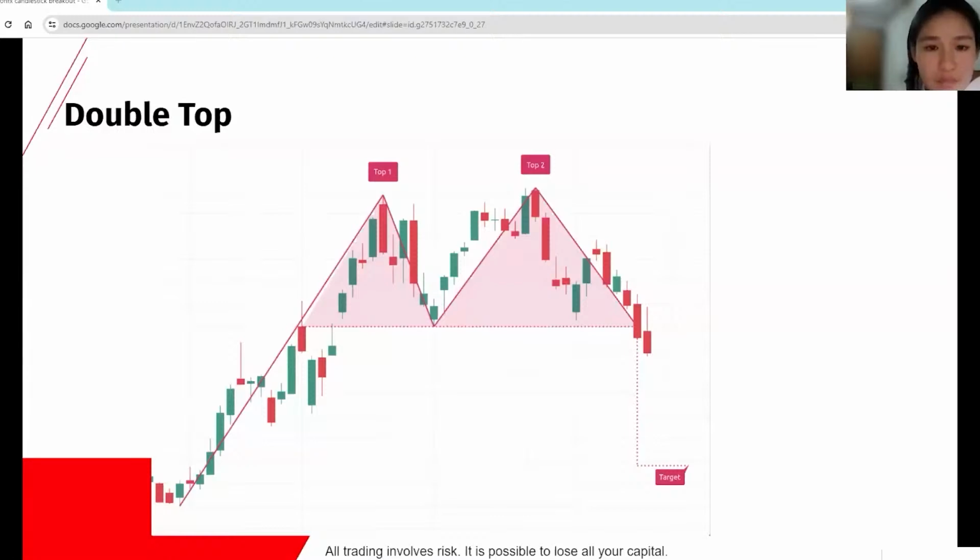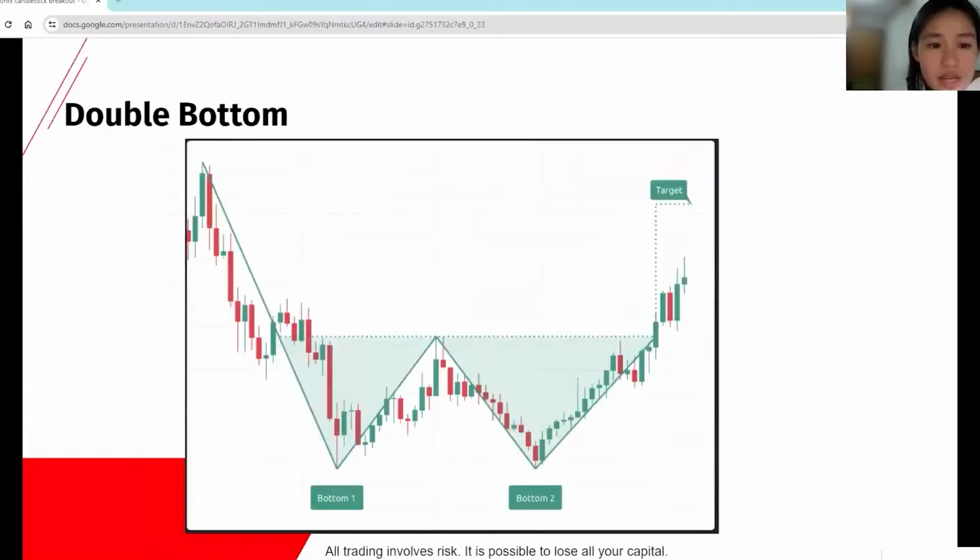All good? Okay, next let's look at the opposite of that, which would just be a double bottom. So it's pretty similar. Again, we have, instead of swing highs, here we have swing lows with, again, they should be approximately the same height.